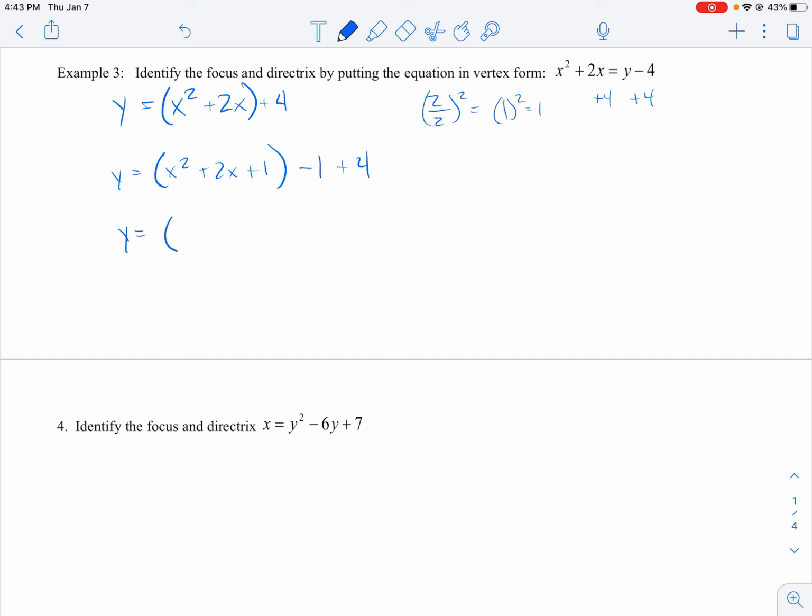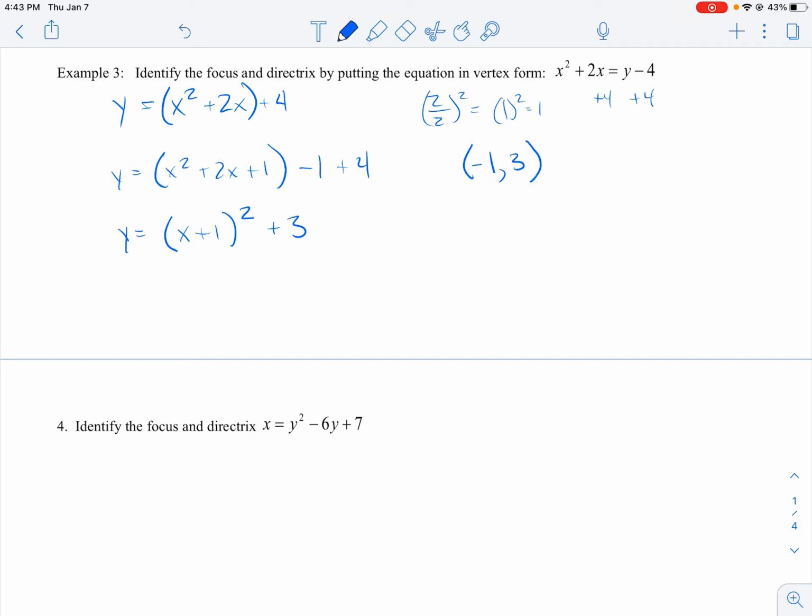And so we end up getting x plus 1 squared plus 3. And that is our equation in vertex form. However, we're still not done yet. What we have to do first is come up with our vertex. So our vertex, based off of our information here, is negative 1, comma 3.